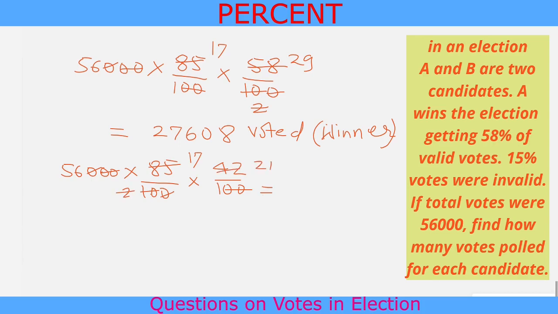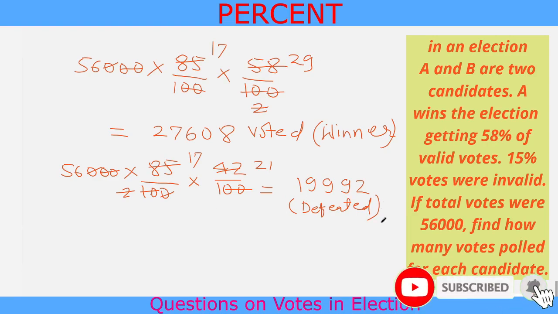56 multiplied by 17 multiplied by 21 gives 19,992. Thus, the winning candidate gets 27,608 votes and the defeated candidate gets 19,992 votes of the total valid votes.